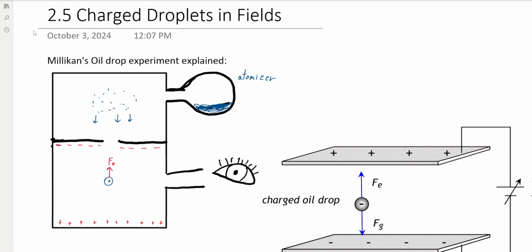electric force up. Now, because it's a particle with real mass, it also has a force of gravity down. So now it has the electric force up and a force of gravity down. And so what you can do is vary the voltage across these plates, and make these two things balance.